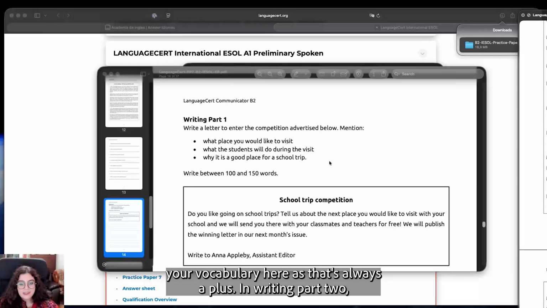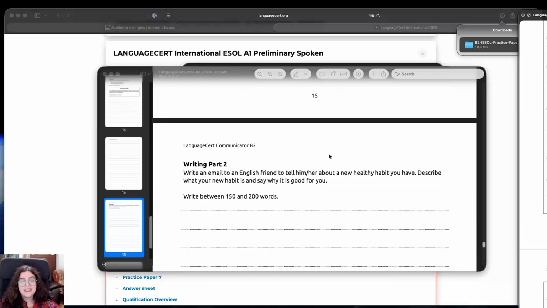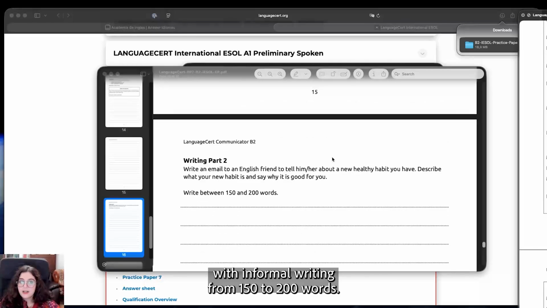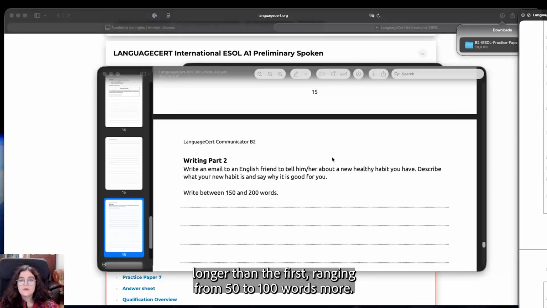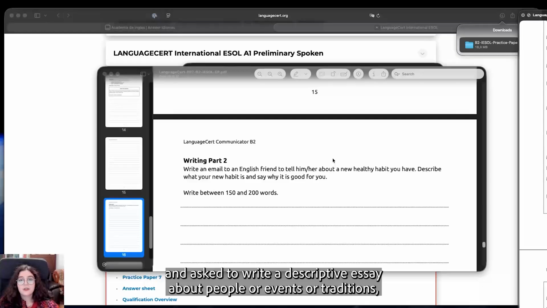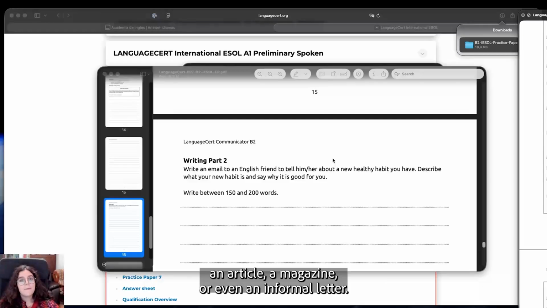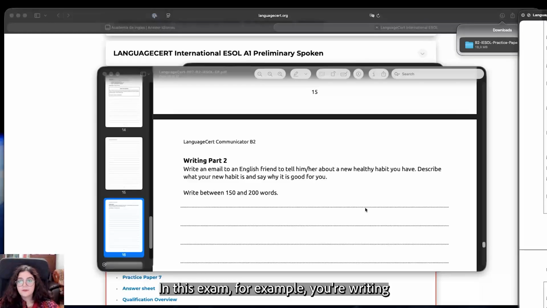In writing part 2, you can express yourself way more freely with informal writing, from 150 to 200 words. This second section is only slightly longer than the first, ranging from 50 to 100 words more. But don't worry, in this part you're given a situation or a topic and asked to write a descriptive essay about people or events or traditions, an article, a magazine, or even an informal letter. In this exam, for example, you're writing to a friend about a healthy habit.